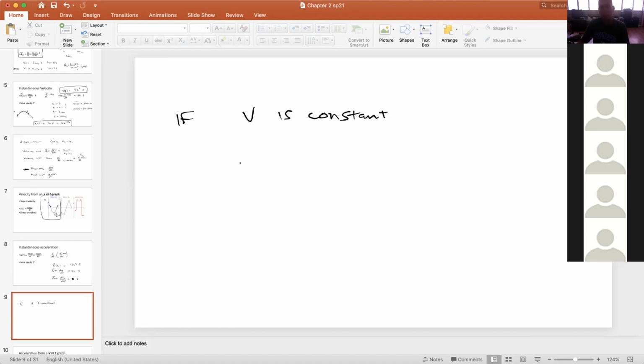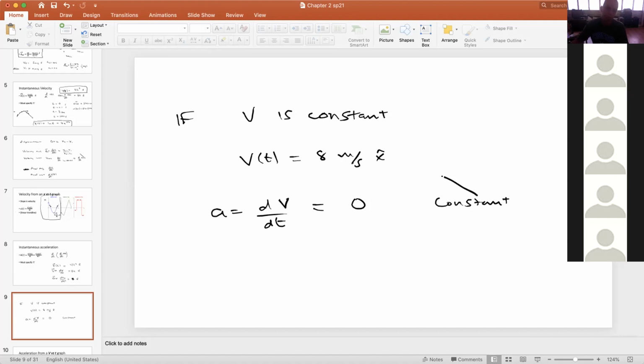So if v were constant, so in our equation, if v of t were say 8 meters per second along the x direction, what is the derivative of this? So the acceleration is the derivative of v with respect to t, but it doesn't have a derivative. There's no t there. So I get 0. This is constant velocity. And that should make sense to you. Acceleration is how the velocity changes. If the velocity is constant, there is no acceleration. The velocity is not changing.